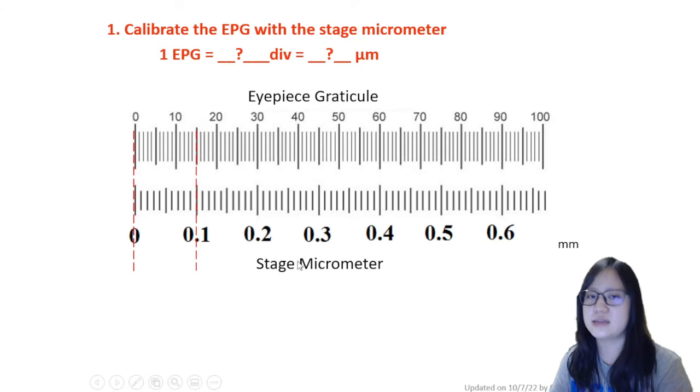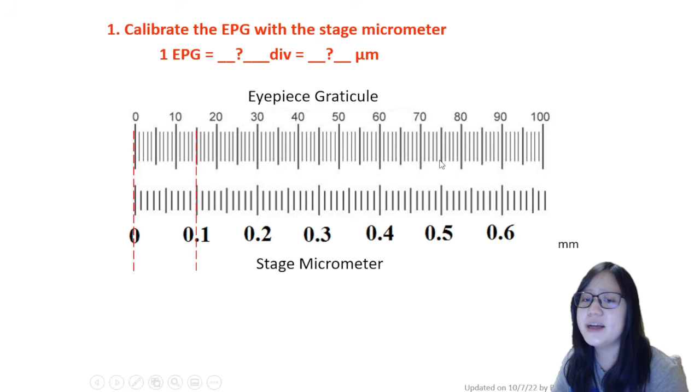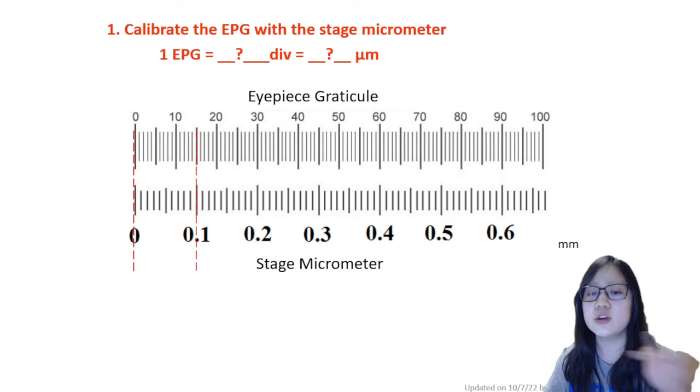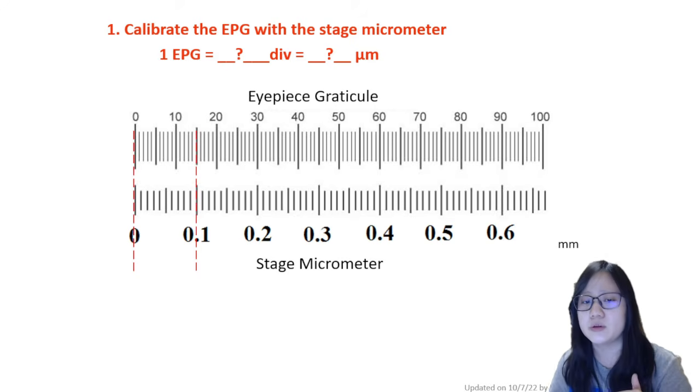Okay, here's an example. Let's imagine this is you looking at a microscope. Your eyepiece reticule looks like this. It has 100 divisions, right? And it's at the eyepiece. The stage micrometer is the tiny ruler on the slide under your objective lens under the microscope.